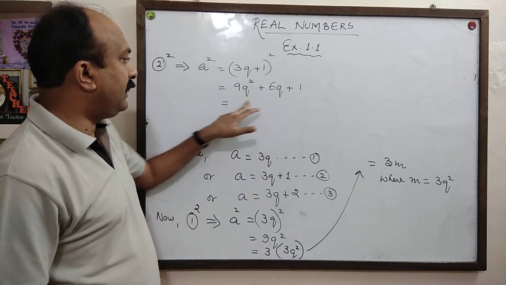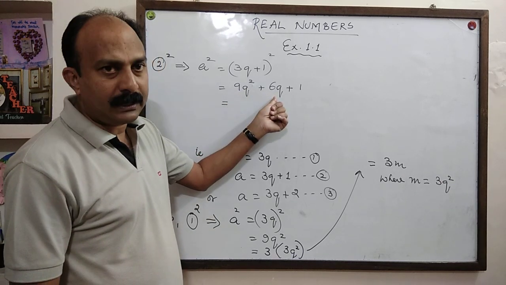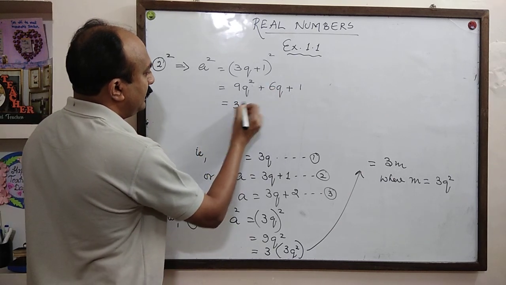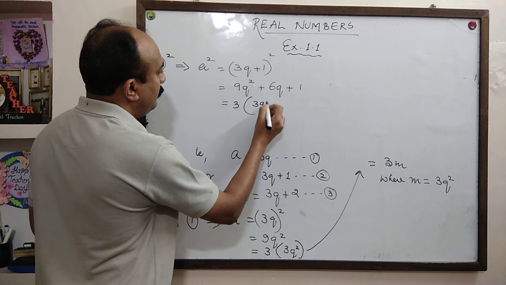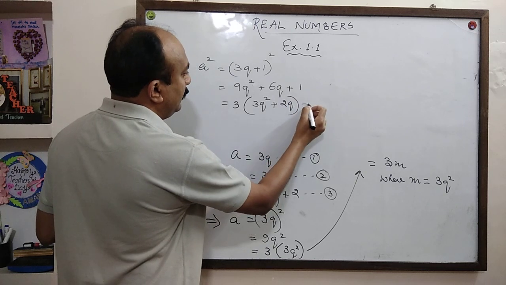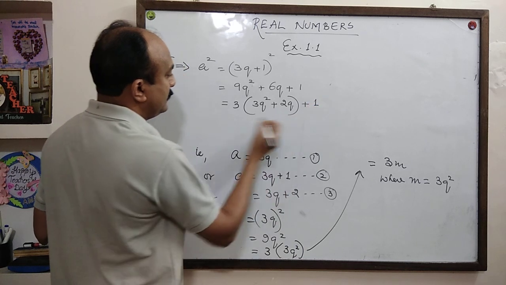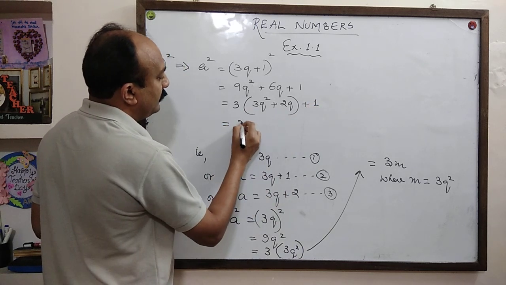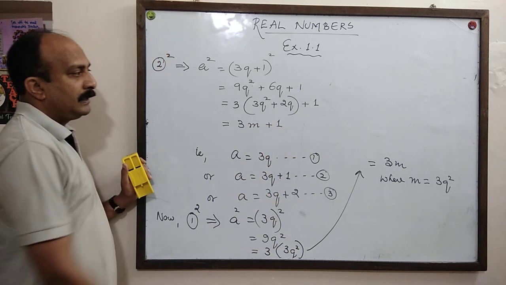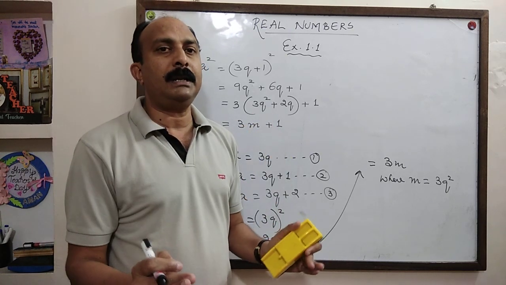Now all of you can see very well that there is 3 common in the first and second terms. So take 3 common from the first and second. Taking 3 common, it will become 3(q square plus 2q). But there is no 3 common in the third term, so this plus 1 will remain as it is. Now it is in the form of 3m plus 1. I told you anything can be inside the bracket, that bracket will be treated as m.